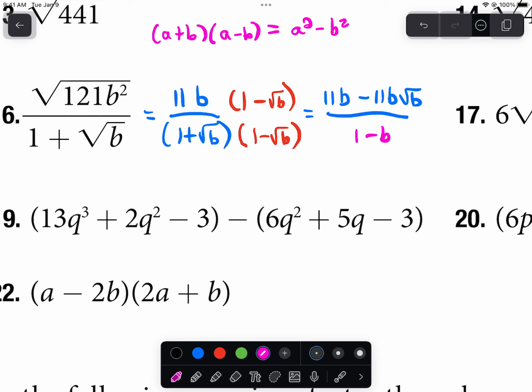I can't go further with that. I cannot cancel out a 1 minus b unless it has a perfectly matched factor in parentheses of a 1 minus b. So don't try to just start crossing out b's and doing something funky. You can't. So that is your answer. You're done. Now if you left it like top in parentheses, bottom in parentheses, that works too. But that's about as far as you can go. It's a yucky kind of problem.